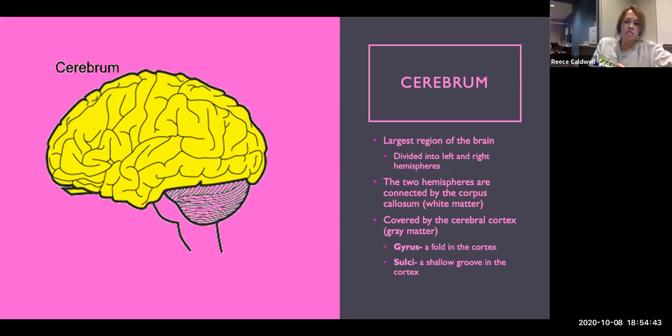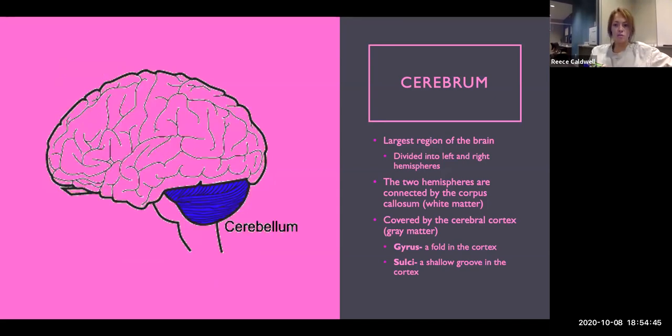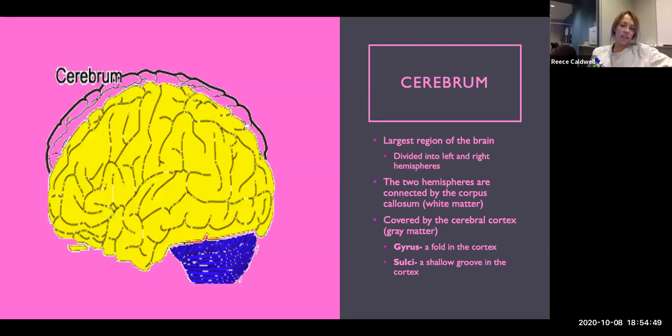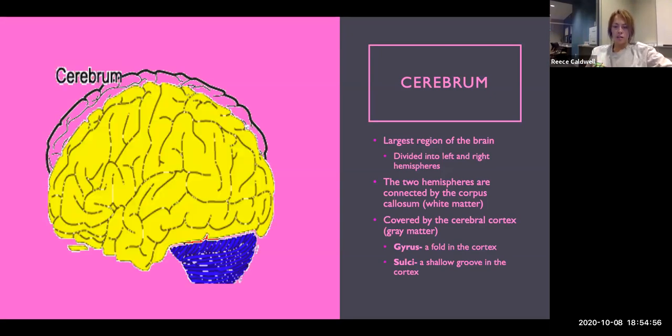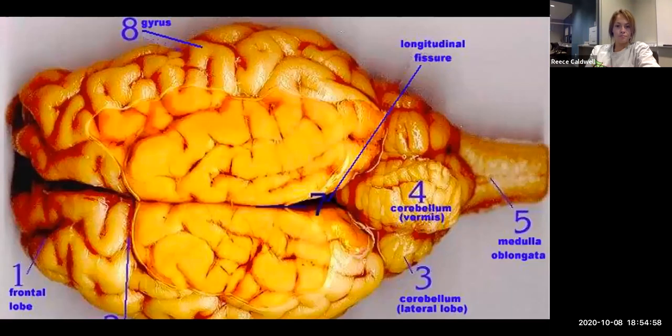The cerebrum is surrounded by the cerebral cortex, which is gray matter. You do not need to know that. And what makes up the cerebrum is the gyri, or the gyrus, and the sulci. So let's look at what those are. The gyri, or the gyrus, are the mountains, the upper mountain-looking things. And the sulci are the grooves. So those grooves that go into the brain right there.